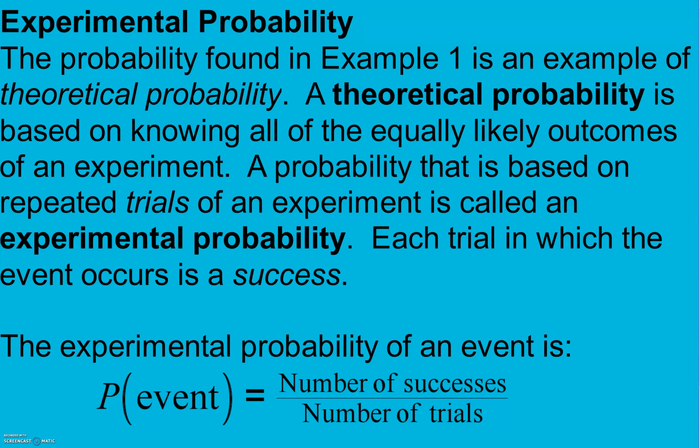Each trial in which the event occurs is a success. So, experimental probability is very similar to a theoretical in its formula. The number of successes is just like the number of favorable outcomes. And the number of trials is just like all of our possibilities. So we want the number of yeses still over all of the times we tried.